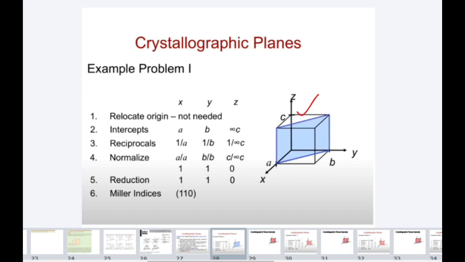Now whenever a plane is passing through the origin, we have to relocate the origin, same like the negative direction. But in this case, the origin is here. Is the plane passing through the origin? No, it is not passing. So the first step, we don't need it, right? No need for the relocation of the origin. Then the intercept. Intercept means which side it is touching and where it is touching.